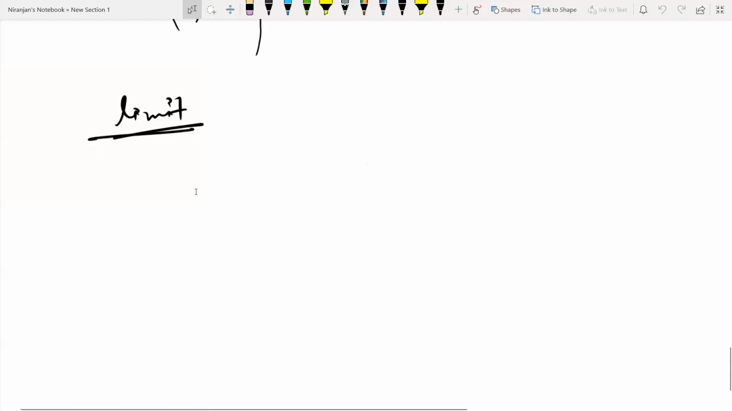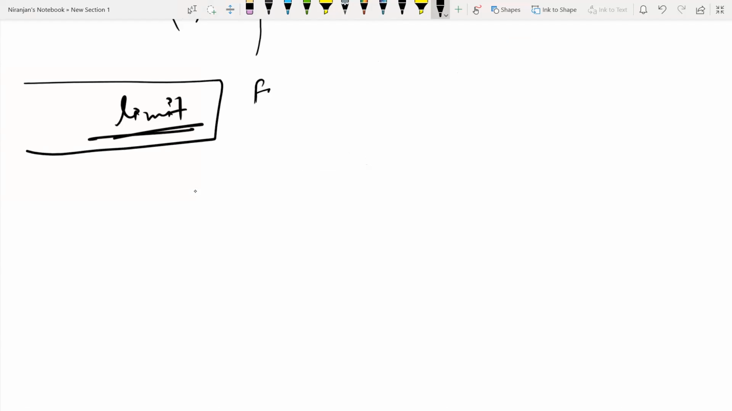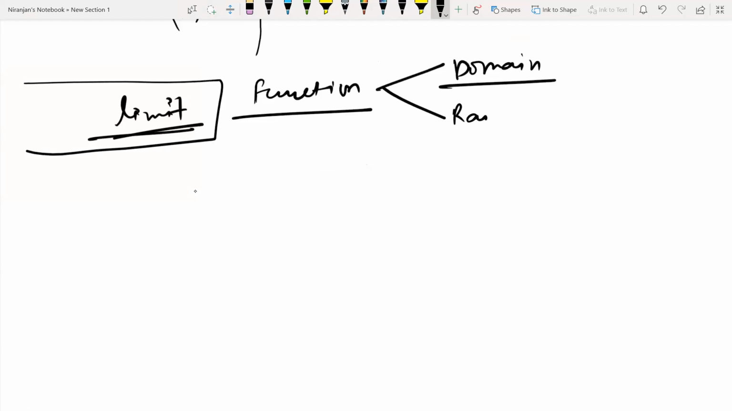So we have talked about function. We have talked about domain. We have talked about range. We haven't talked about different properties of function. Okay, not just property, I mean the types of function that we say.